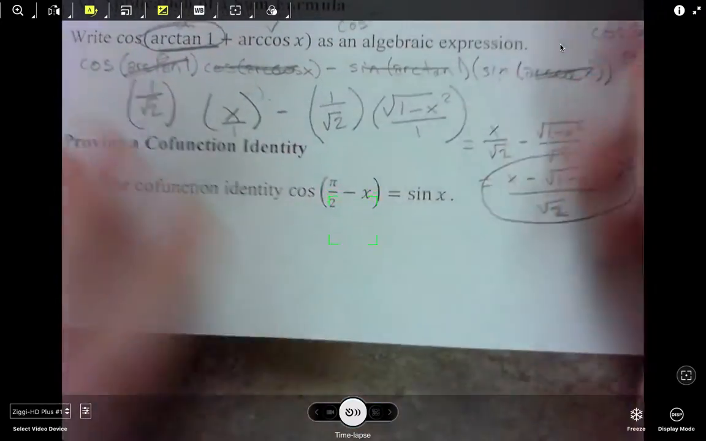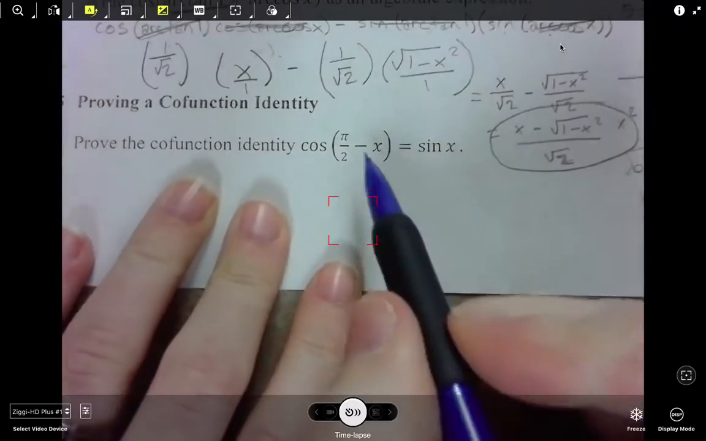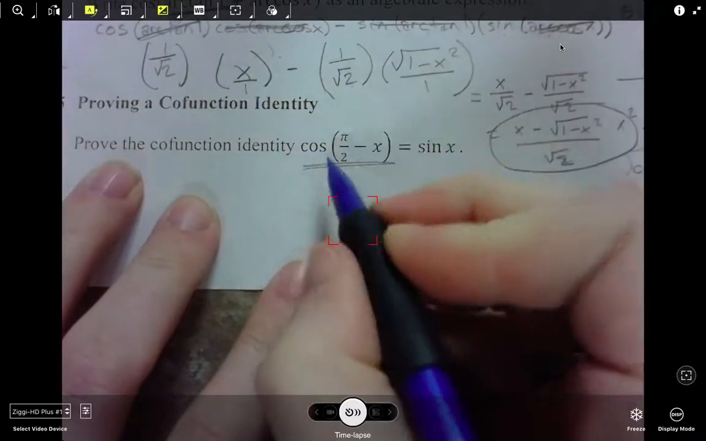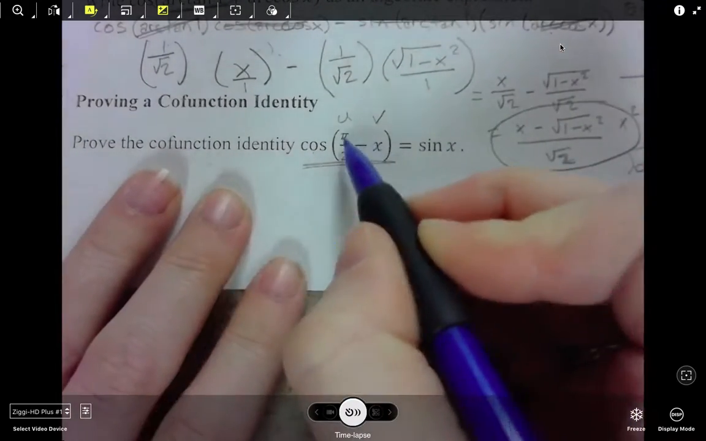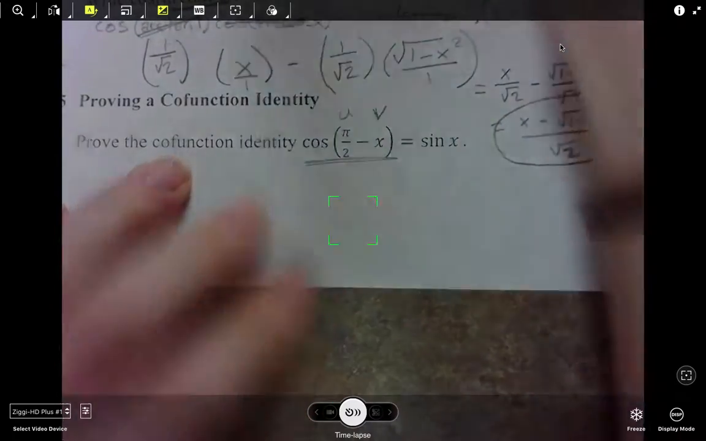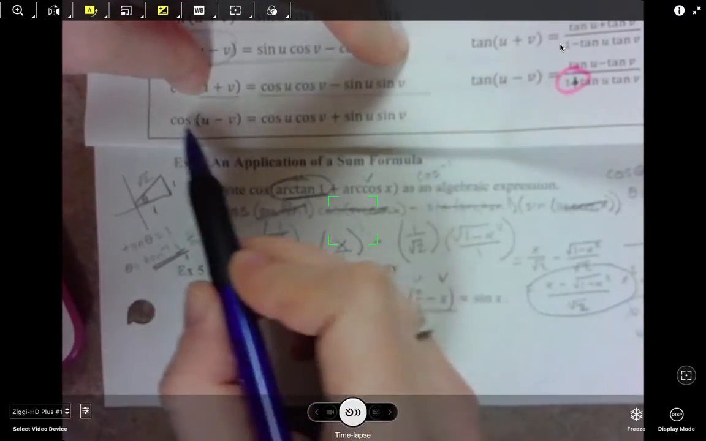They're proving a cofunction identity. So I know that cosine of pi over 2 minus x is equal to sine of x, but I want to show that. And we always show that by starting with the ugliest side first. So this is a cosine of u minus v, where u is pi over 2 and v is x. The formula for that, if I go back up, is here, this bottom one right here.